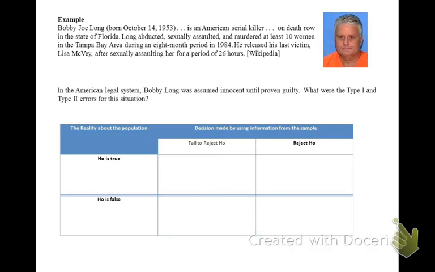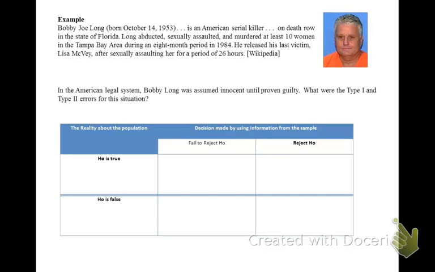Bobby Joe Long, born October 14, 1953, is an American serial killer on death row in the state of Florida. Long abducted, sexually assaulted, and murdered at least 10 women in the Tampa Bay area during an 8-month period in 1984. He released his last victim, Lisa McVeigh, after sexually assaulting her for a period of 26 hours. In the American legal system, Bobby Long was assumed innocent until proven guilty.